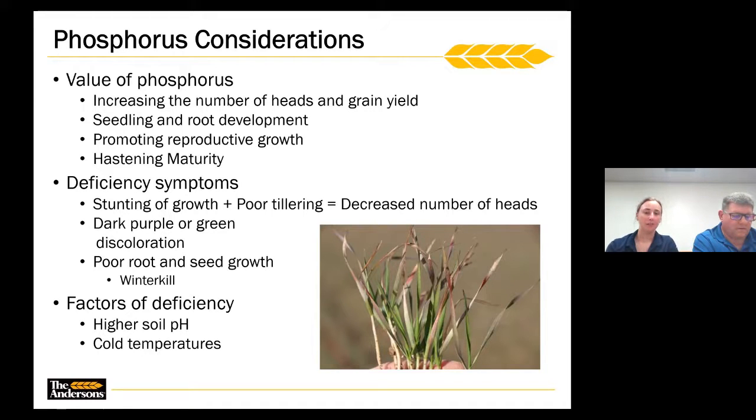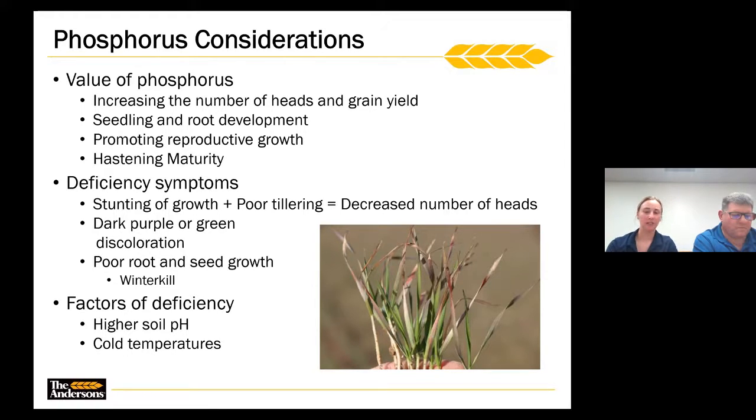When it comes to phosphorus, a couple of things that we want to look at here is in promoting our seedling and root development. That's going to be very important for that crop to establish early in the season to help reduce our winter kill, which is denoted in the next part with the poor root growth and seed growth. If you don't have enough phosphorus, you really aren't going to have that root structure to help it overwinter.